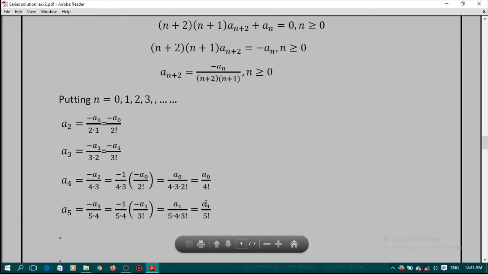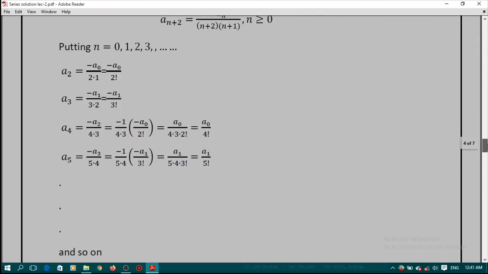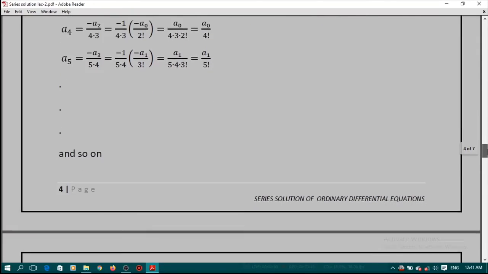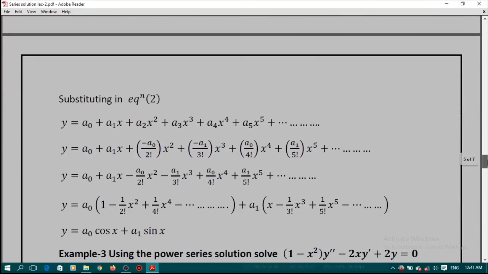So that means a5 is equal to a1 divided by 5 factorial. And continuing this way, we can find other coefficients, and so on. Now substituting this in equation 2. So equation 2 is y is equal to a0 plus a1 into x plus a2 into x square plus a3 into x cube plus a4 into x raised to 4 plus a5 into x raised to 5 plus so on.